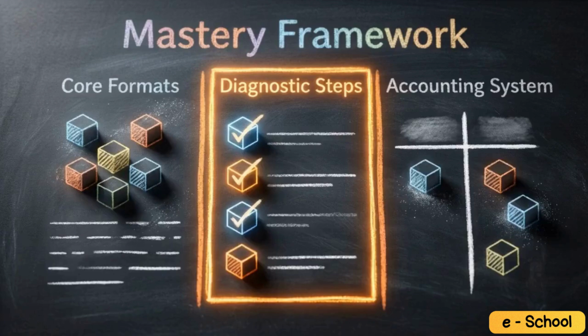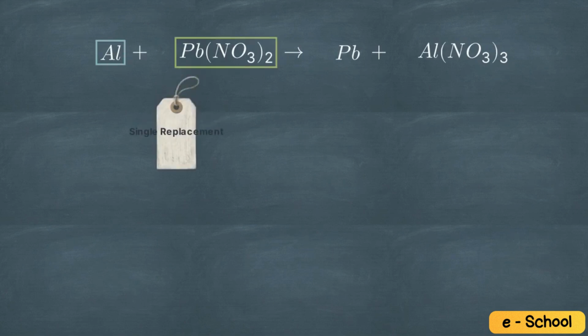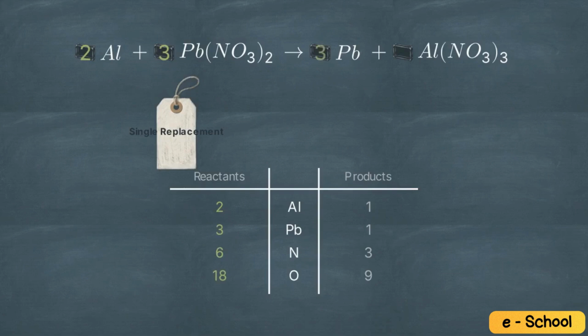We have now completed the Reaction Mastery Guide, combining the 6 structural patterns, the reactant checklist, and the T-chart balancing method. Let's apply the guide to a final equation: aluminum reacting with lead-2 nitrate. The presence of a lone element and a compound on the reactant side identifies this as single replacement. From there, the T-chart allows you to find the exact coefficients needed to balance the mass.